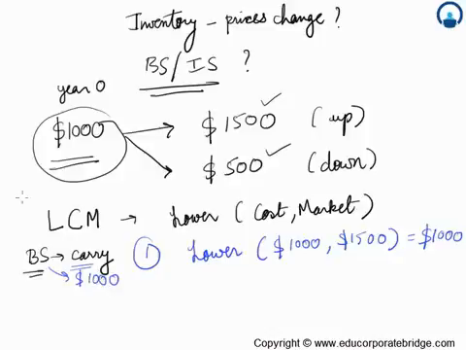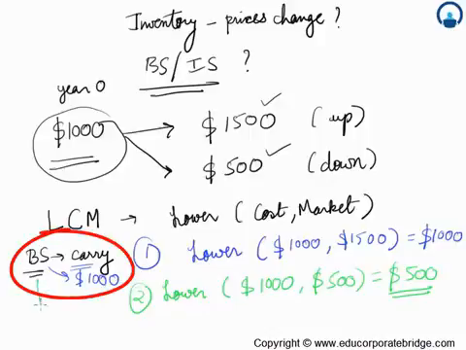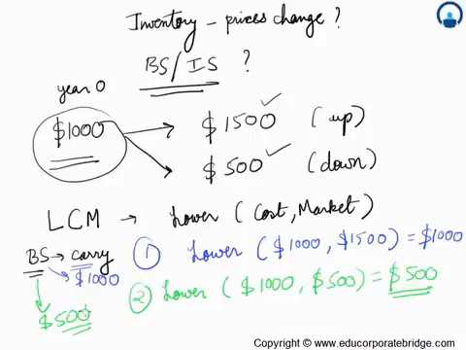Now what happens in the other case where the prices actually go down? The second case would be the lower of the cost price, which is 1,000, and the market price, which is 500. So what we note here is that this comes out to be $500. So the balance sheet in this case will carry an amount of $500. What happens when the balance sheet assets actually decrease? Here we take a write-off of the inventory, and we'll see how this works in the income statement and the balance sheet with the help of an example now.